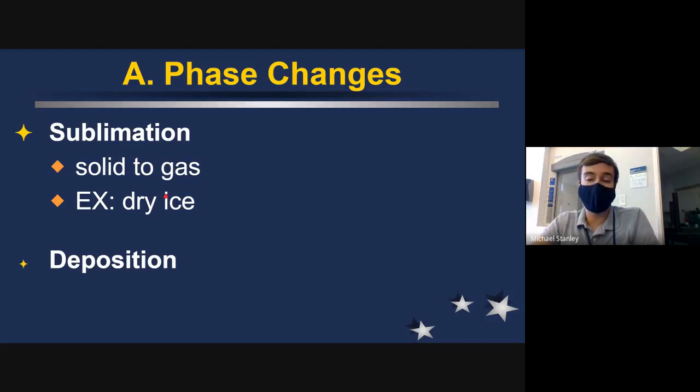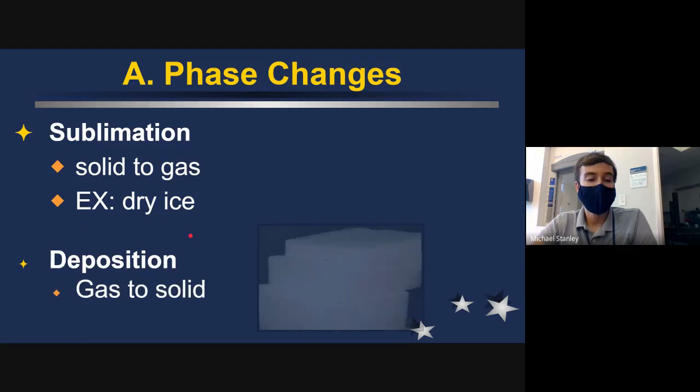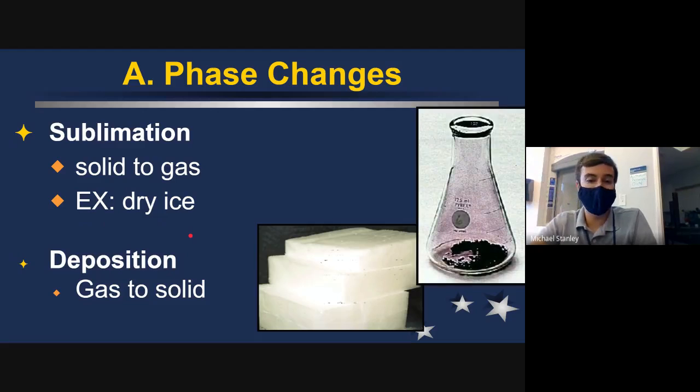We can also go in the reverse of this, which is how dry ice is made in the first place, through a process called deposition. So deposition is just the opposite of this. It's where you take a gas and you cool it down really, really quickly, and it turns into a solid. So like I said, this is how you make the dry ice. You take some carbon dioxide gas, put it somewhere that's extremely cold, and it immediately starts to form a solid.